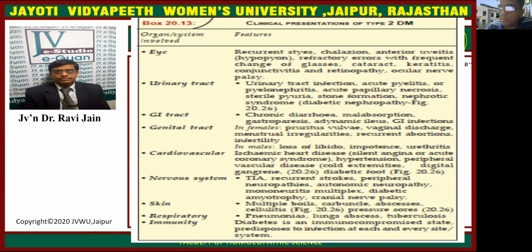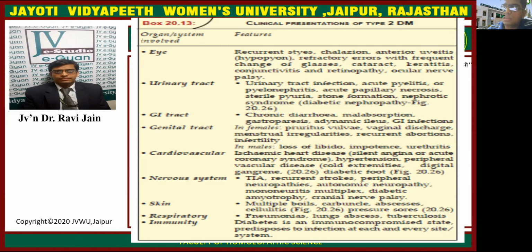The patient will have multiple boils, carbuncle, abscess, and cellulitis. The patient will also complain of recurrent pressure sores that will be seen in a lot of patients. In the respiratory system, the patient will have pneumonia, recurrent attacks of pneumonias, lung abscesses, and tuberculosis. The patient with diabetes mellitus will be immunocompromised with a tendency to develop so many diseases. He will be predisposed to infections at every site and every system.